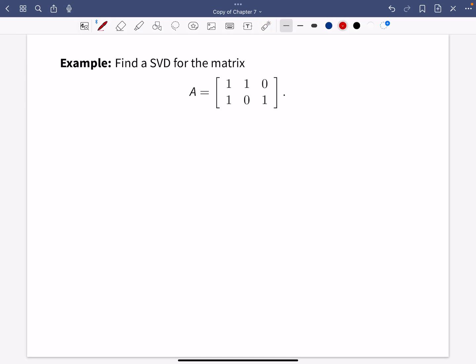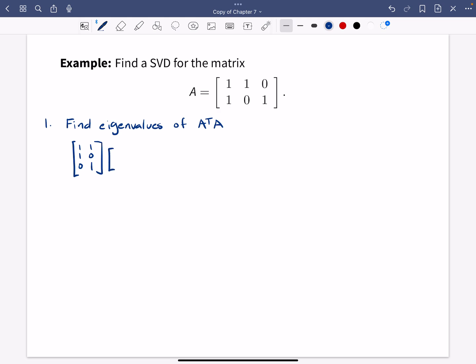So for our first example, we're going to compute the singular value decomposition of this matrix here. The first step in doing so is we're going to find the eigenvalues of A transpose A. Now, A is not a square matrix, so of course it doesn't have eigenvalues, but A transpose A is square, and so we can compute its eigenvalues.